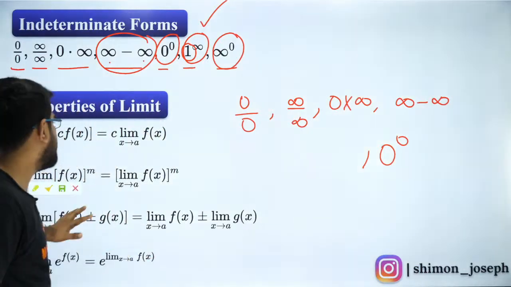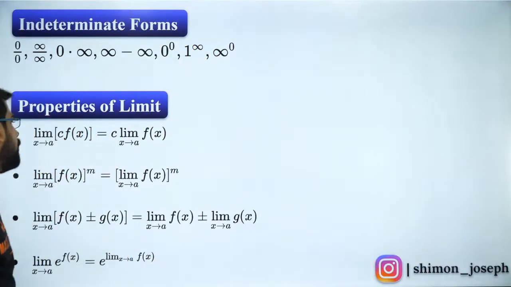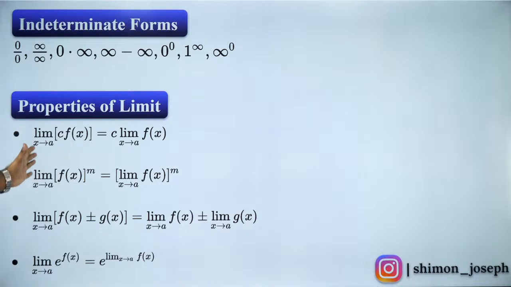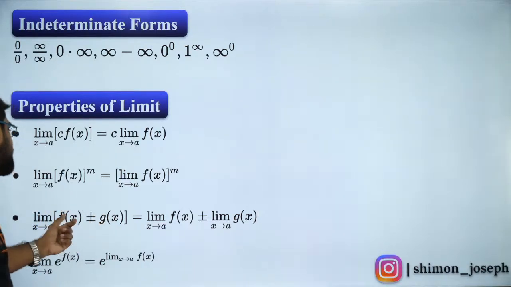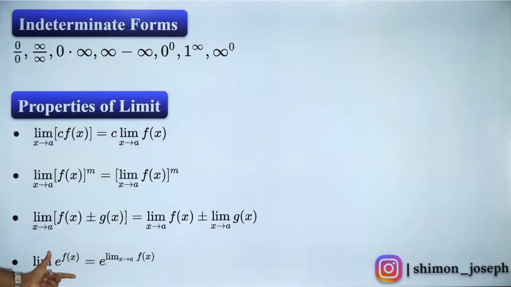Now please make a note of the properties before we go forward. These are all very simple properties. If you have a constant times a function, you can take the constant out. If you have f of x to the power m, you can take the limit inside and then evaluate it. If you have f of x plus or minus g of x, you can split the limit and solve it. If you have e to the power f of x, you can take the limit to the power. That's it. Are you all clear?